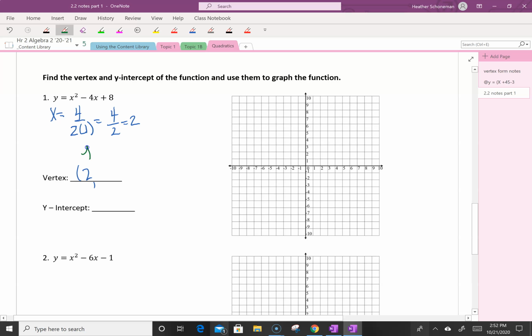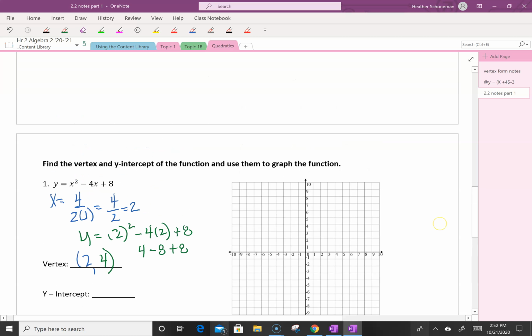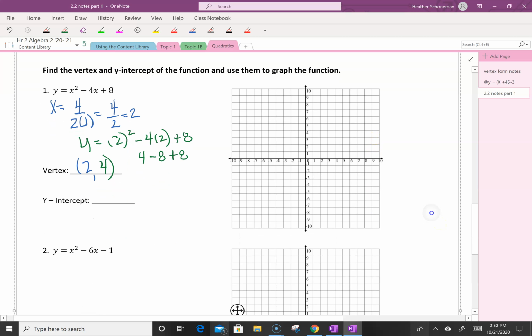So to figure out y, I'm going to have 2 squared minus 4 times 2 plus 8. So that's 4 minus 8 plus 8. Well, the 8's cancel, so I just get 4. So the first point I'm going to plot is 2, 4. So that's right here.